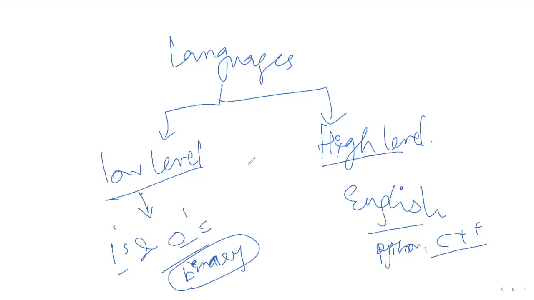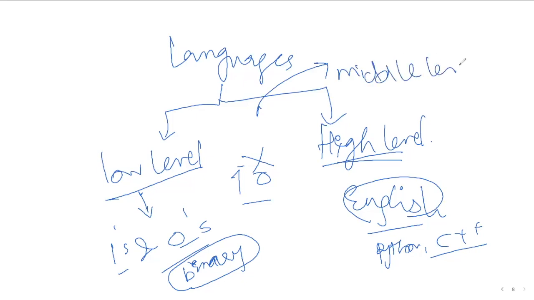Ones and zeros means the syntaxes also will be ones and zeros. No English will be there. That is the low level language. In high level language the syntaxes will be in English. If you ask me, ma'am, what is C? C is a middle level language. C is a middle level language. It will be part of this and it will be part of this.